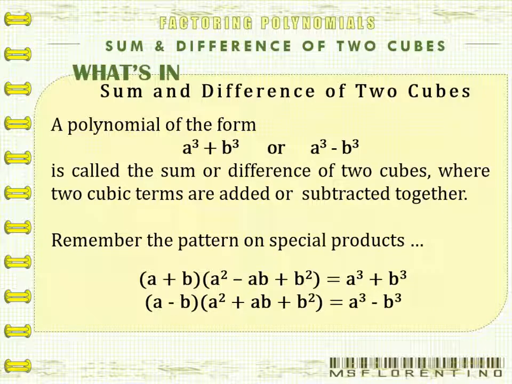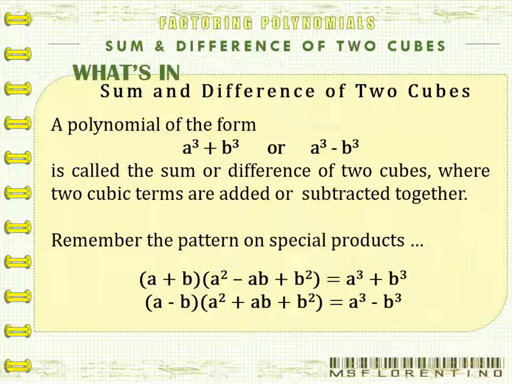The sum and difference of two cubes. A polynomial of the form a cubed plus b cubed or a cubed minus b cubed is called the sum or difference of two cubes, where two cubic terms are added or subtracted together. Remember the pattern on special products?